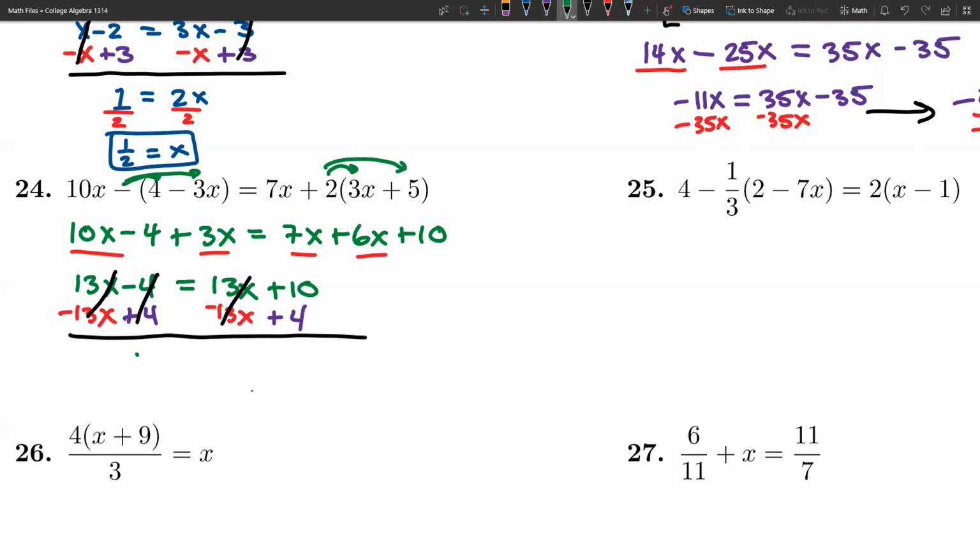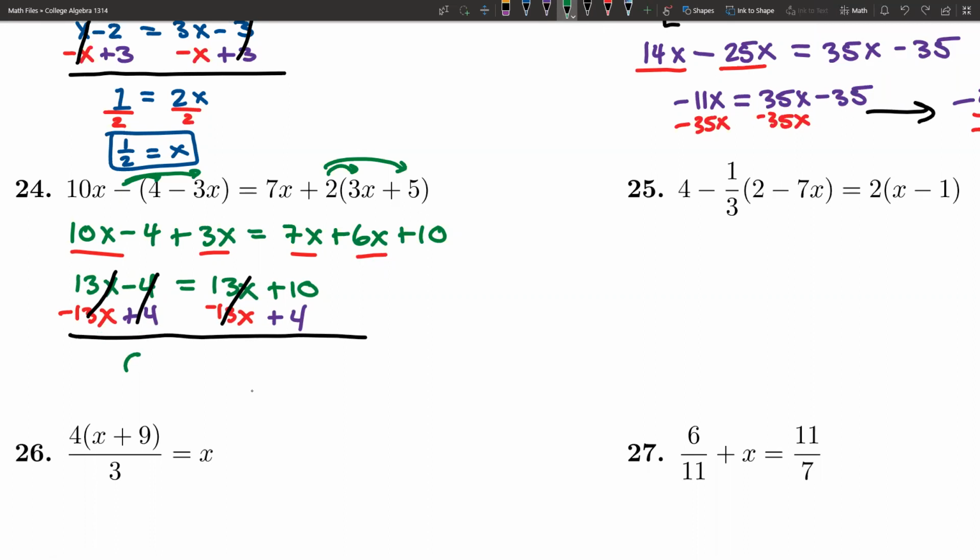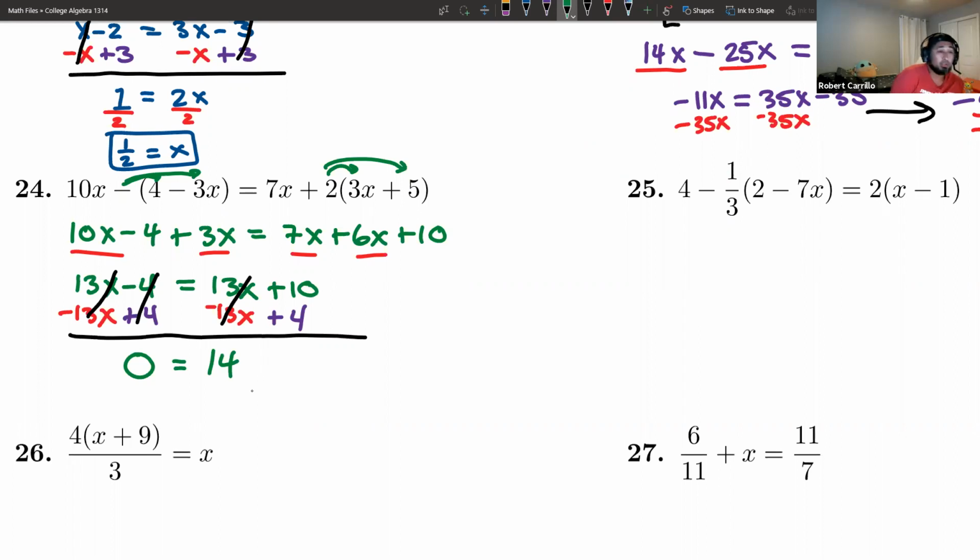So if everything canceled out here on the left side, what number represents nothing? 0. There you go. Equal to, and now on the right side, you have 14. Okay, so 0 equals 14. What's up with that statement? That's false. That is a false statement. 0 does not equal 14.